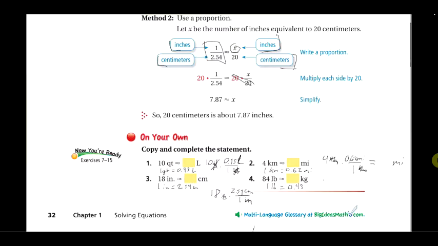Last one, I'll help you set up 84 lb times, that's a little times there, because all of this, remember, is over 1. And we multiply it by something that equals 1. How crazy weird is that? 1 lb, on the top, 0.45 kg. So pounds cancels out, and you're left with just kilograms.